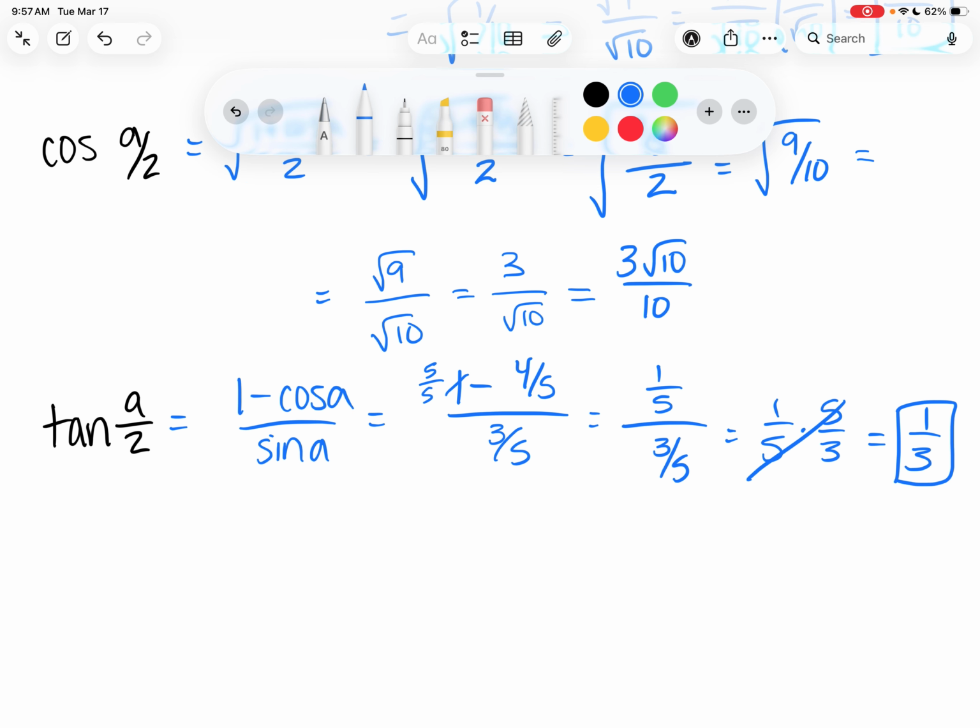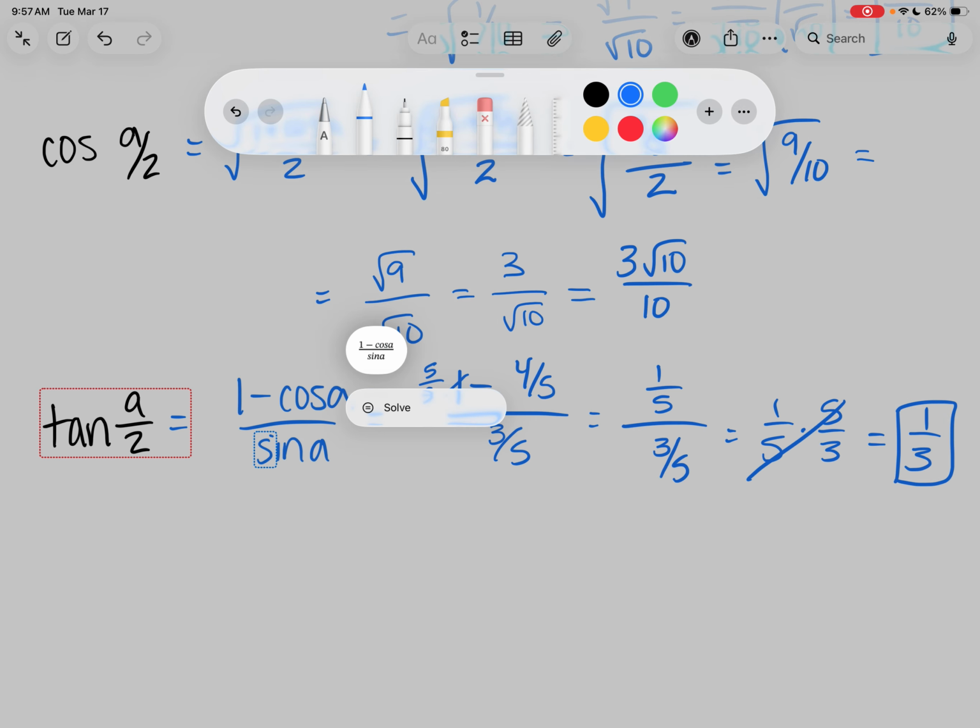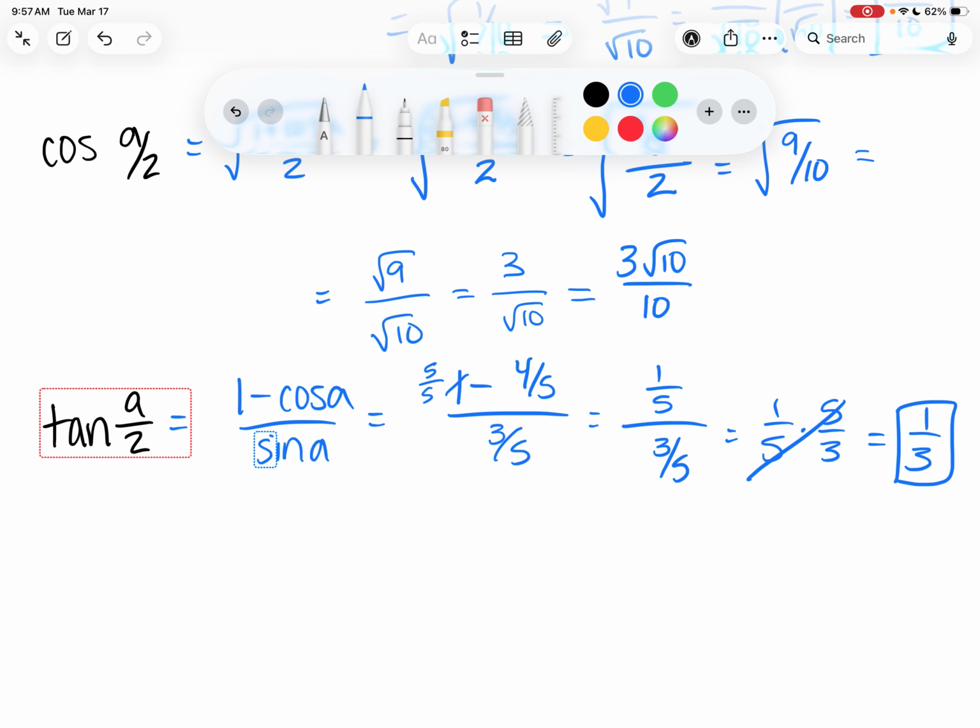That wasn't that bad. That's why I said tangent is probably going to be the easiest ones, because there are typically not square roots unless you end up with the unit circle root 2 over 2 ones that we had before.